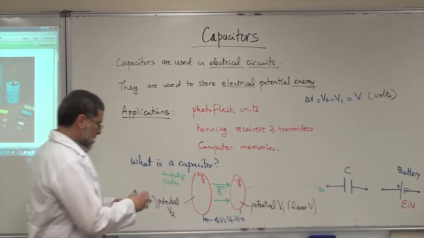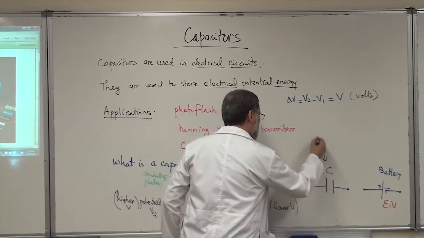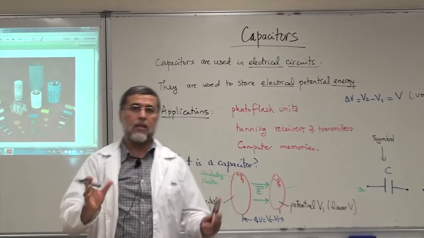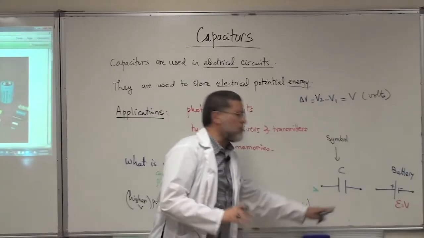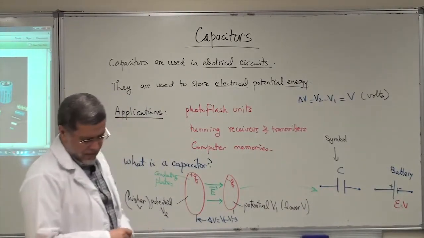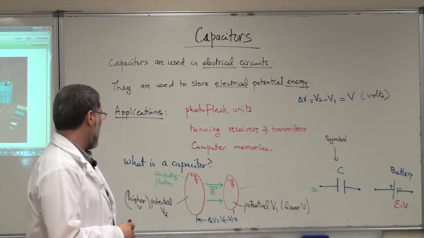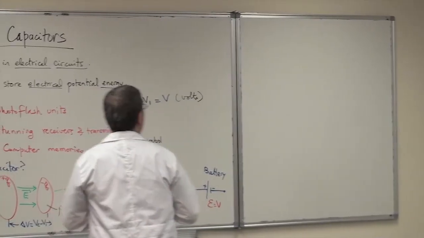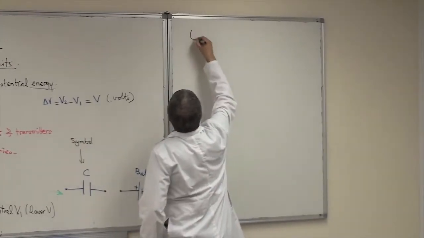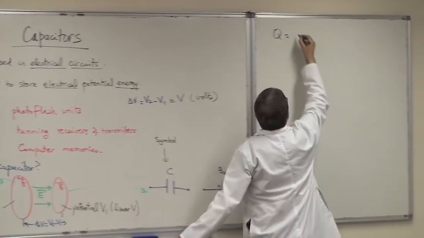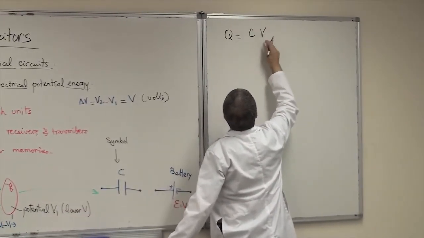So this is the symbol for a capacitor. When you see something like this in an electrical circuit, it means it is a capacitor, okay? Now, there is a relationship between the potential difference between the plates and the charge. So let me write down here the relationship: the charge on the capacitor, Q, the charge on the plate, is equal to C times V, the potential difference.